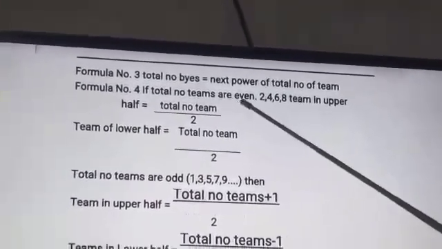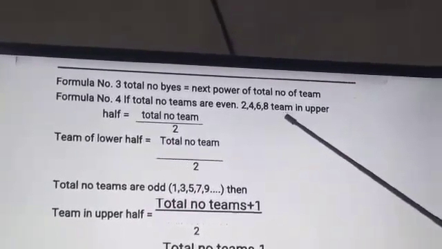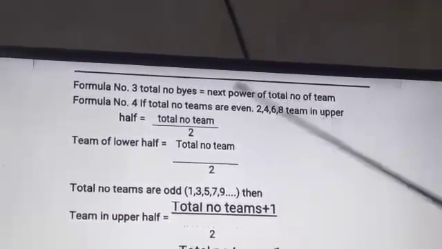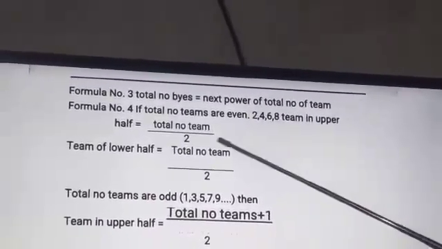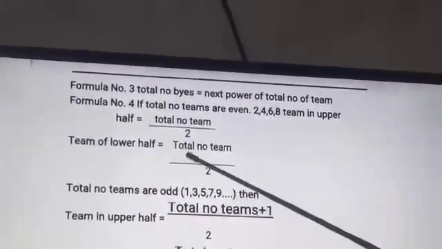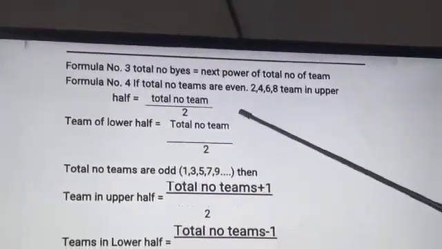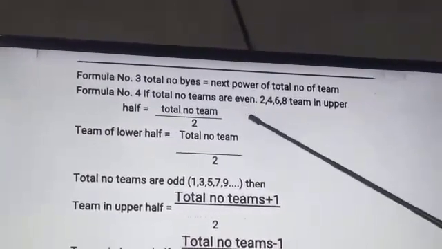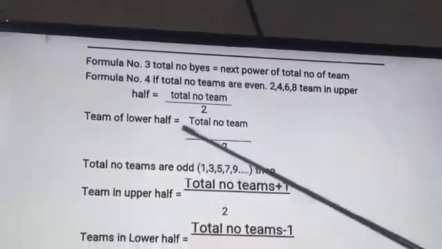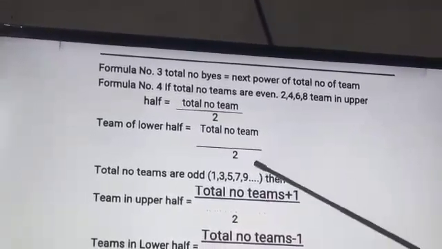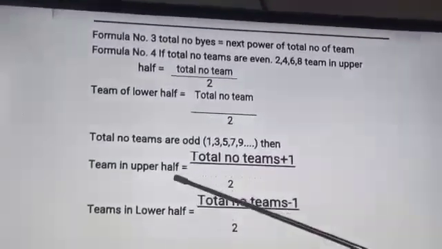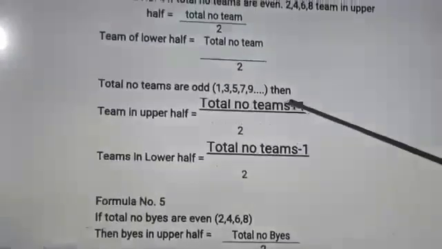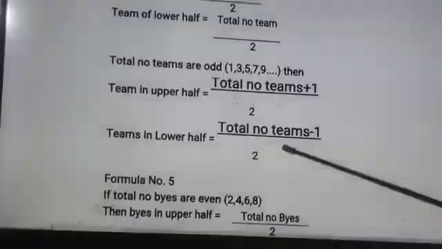Formula 4: if the total number of teams is even, then in the upper half the number of teams is total number of teams divided by 2, and in the lower half total number of teams divided by 2. And if it is not even, then in the upper half total number of teams plus 1 by 2, and in the lower half total number of teams minus 1 by 2, as it is given here.